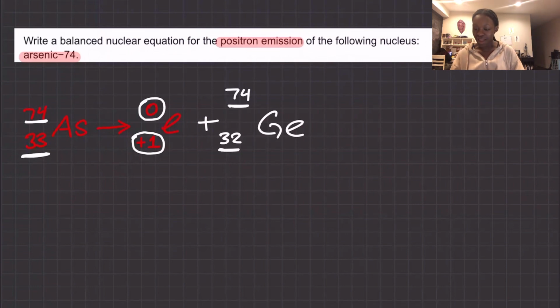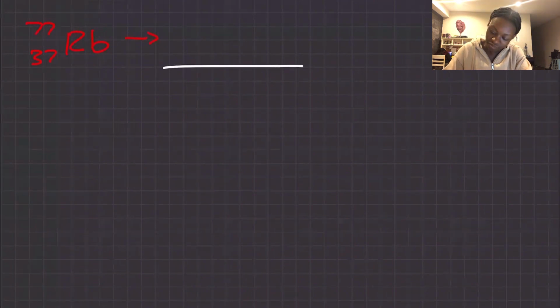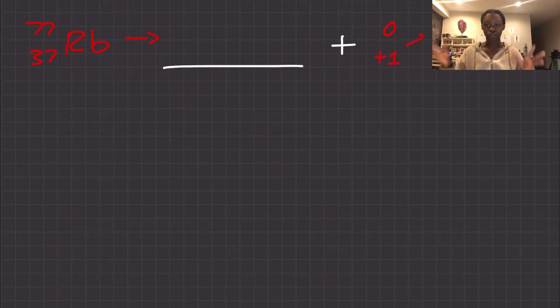So I have some practice questions for you all, and this time they are not word problems. They are simply nuclear equations that are missing parts. So look at this one. We have an isotope of rubidium, rubidium-77, which reacts to form an unknown product and a positron particle, or positron emission. I'm gonna give you a few minutes to try this one on your own.